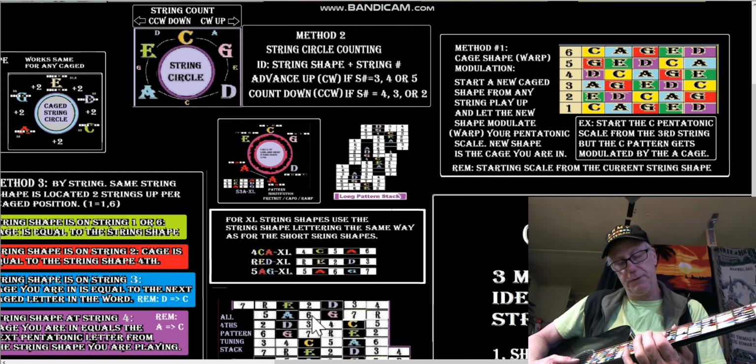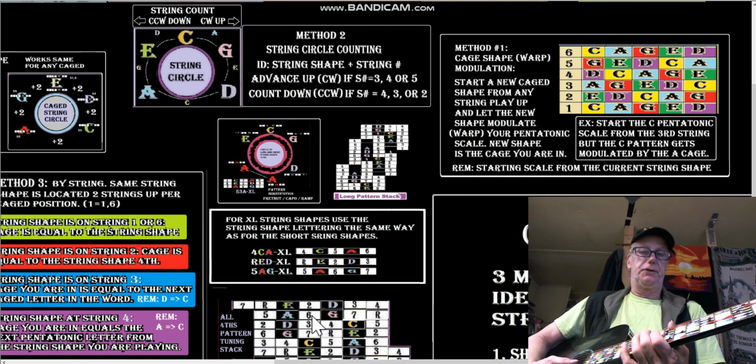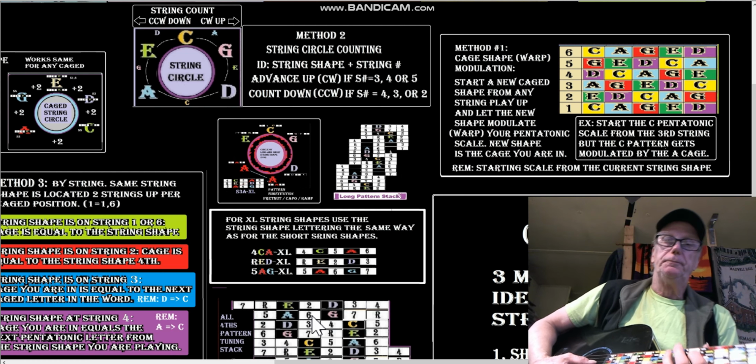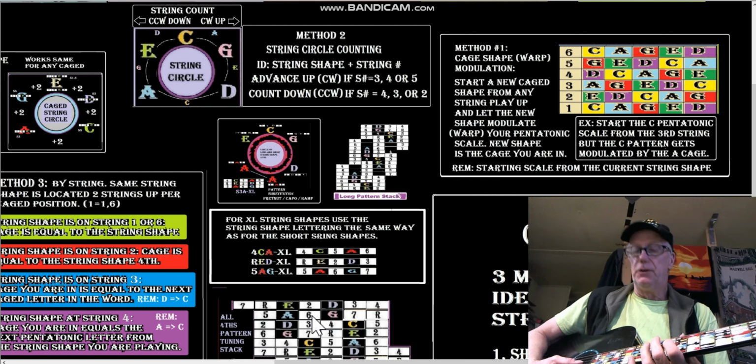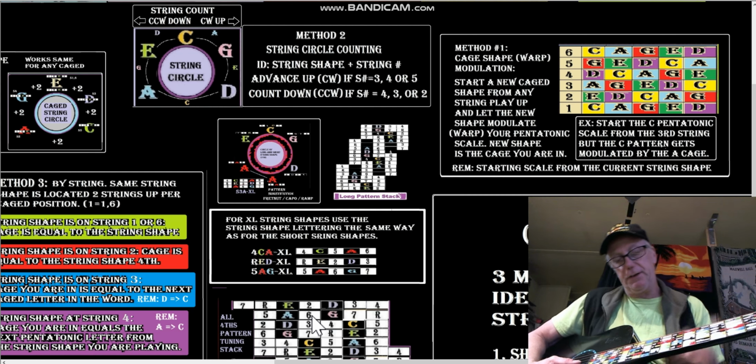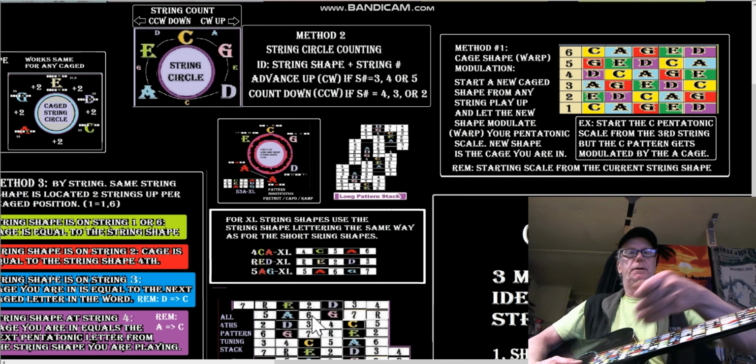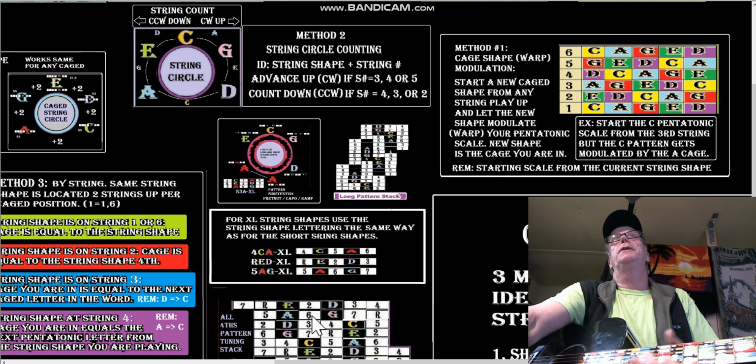And of course you can go down the pattern too. The problem is if you're starting from the bottom string, you have to know it's a G shape first. So you have to play it, I usually play it up. So that's method one, but there are other methods.